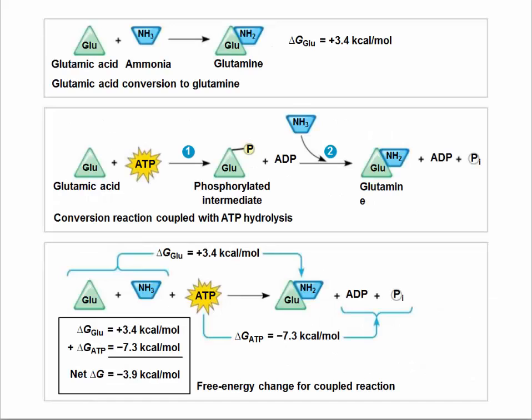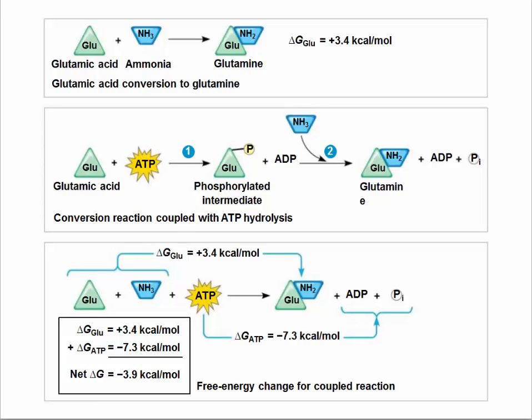And so here we have a picture. On the top you see glutamic acid binding with ammonia to form glutamine, and you can see that the Gibbs free energy is plus 3.4 kilocalories per mole. So glutamic acid being converted to glutamine has a Gibbs free energy of plus 3.4 kilocalories per mole.